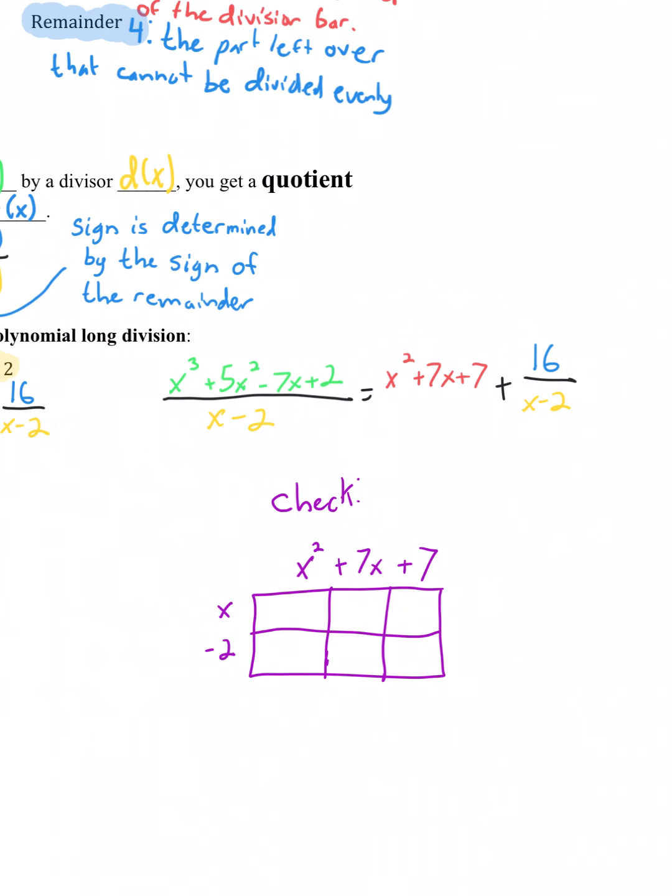And now I can say x times x squared is x cubed, x times 7x is 7x squared, x times 7 is 7x, -2 times x squared is -2x squared, -2 times positive 7x is -14x, -2 times positive 7 is -14.